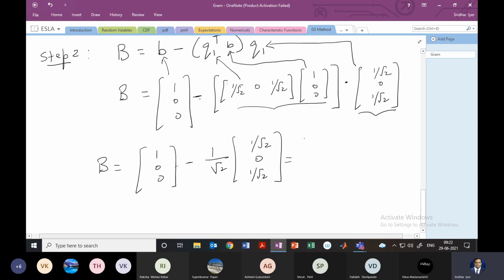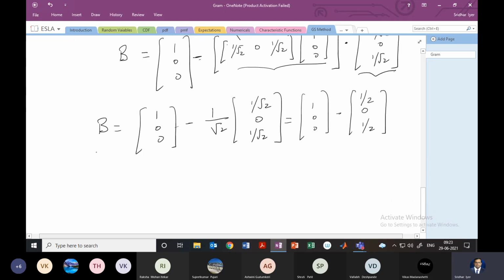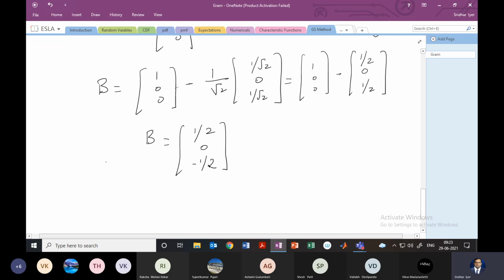So therefore, from this we get 1, 0, 0 minus, now I'll multiply. So 1 by root 2 into 1 by root 2 will give me 1 by 2. Then you have 0 and then you have 1 by 2. Now it is easy to calculate. Therefore, capital B turns out to be 1 by 2, 0 and negative 1 by 2. Right? We have calculated the value of B.